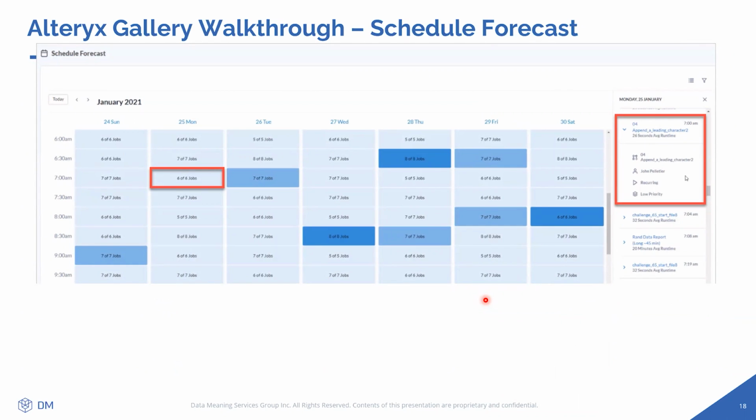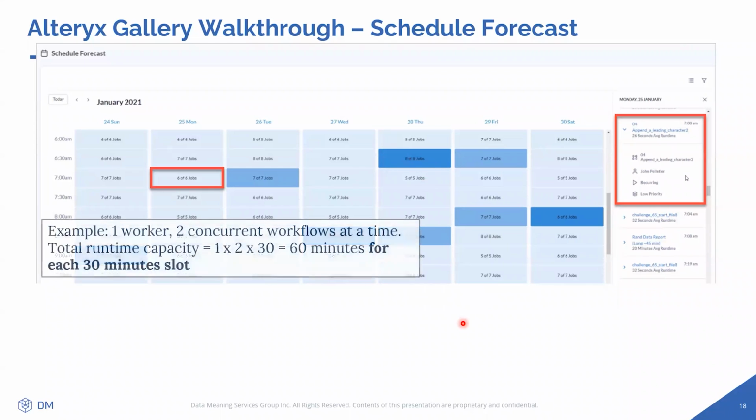You can see a few of them that have 8 jobs to run on that particular time slot. And then you can do the math of how much time is required to run all the jobs, right? So in this example, I have one worker machine and 2 concurrent workflows at a time. That's the setting that I have. So the total runtime capacity is 1 times 2 times 30, which means 60 minutes for each 30-minute slot.